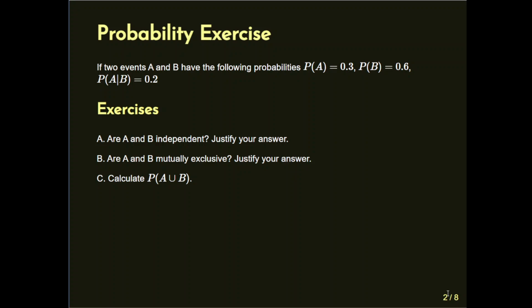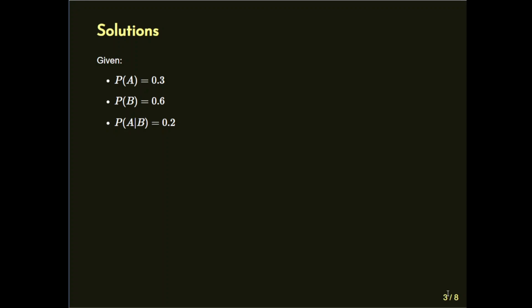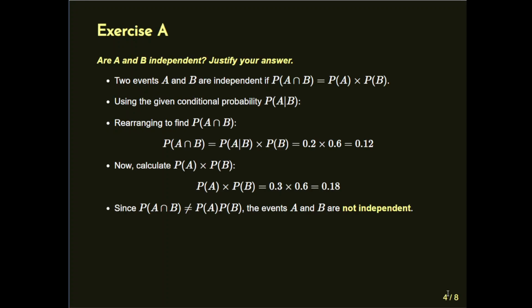So, three questions. Are A and B independent? Justify your answer. Are A and B mutually exclusive? Justify your answer. And then finally, calculate A union B. That symbol between A and B is the union symbol, which essentially means A or B. Just to recap what we've been given: probability of A is 0.3, probability of B is 0.6, and probability of A given B is 0.2.